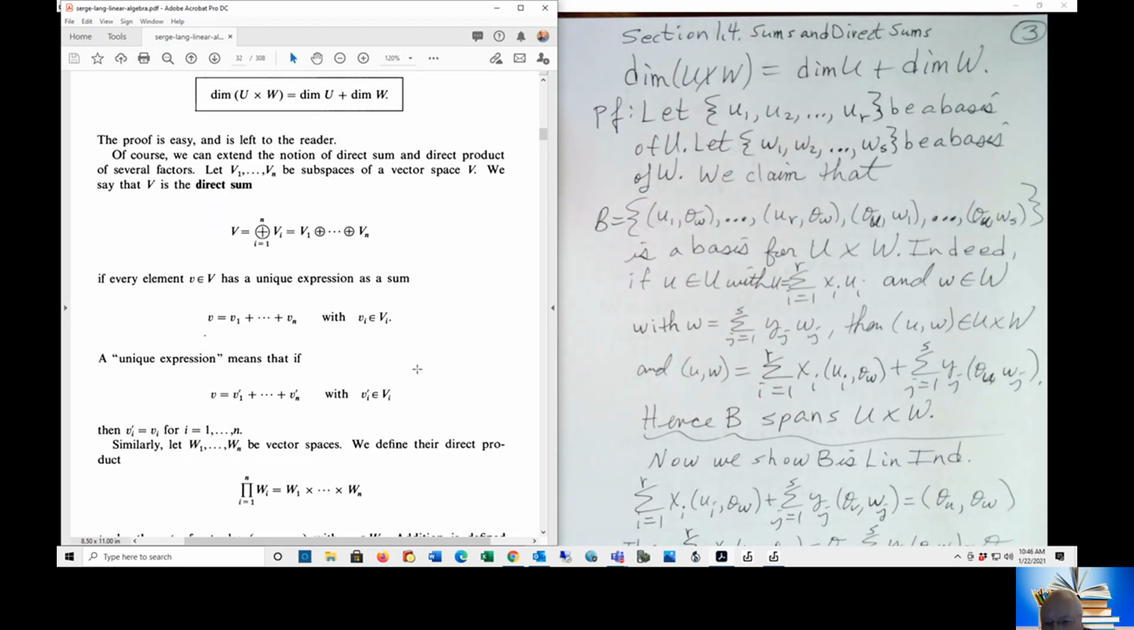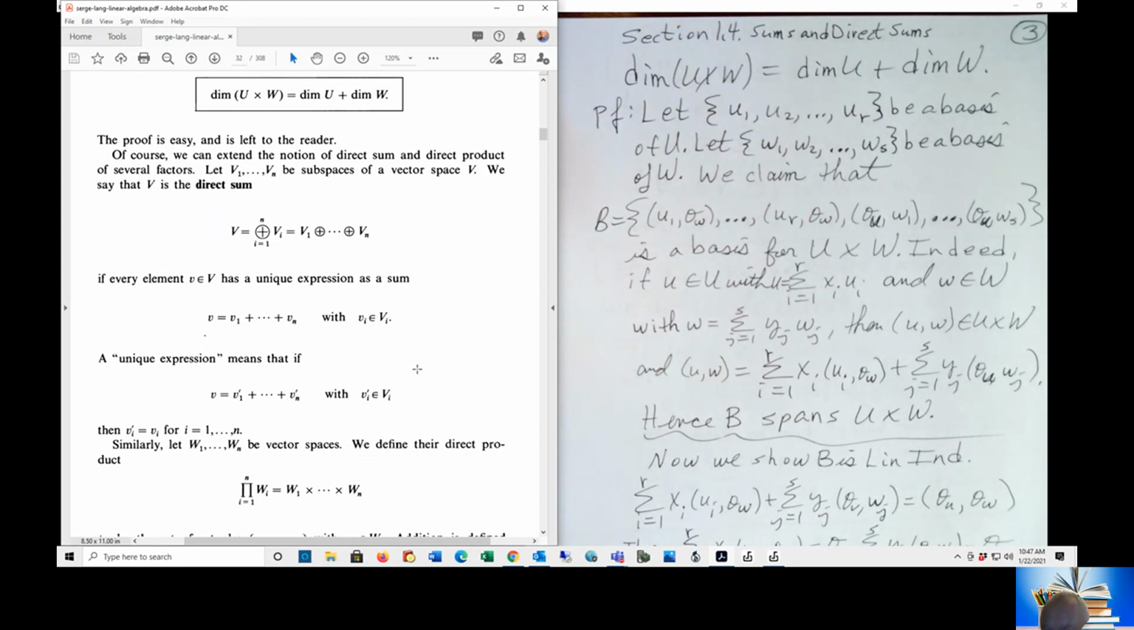We claim that the following set B is a basis for the direct product. What we're going to do is take the basis vectors for U, u1 through ur, and we're going to tack on as a second coordinate the zero vector of W. And similarly, take the basis vectors from W and add on to that the zero vector from U.